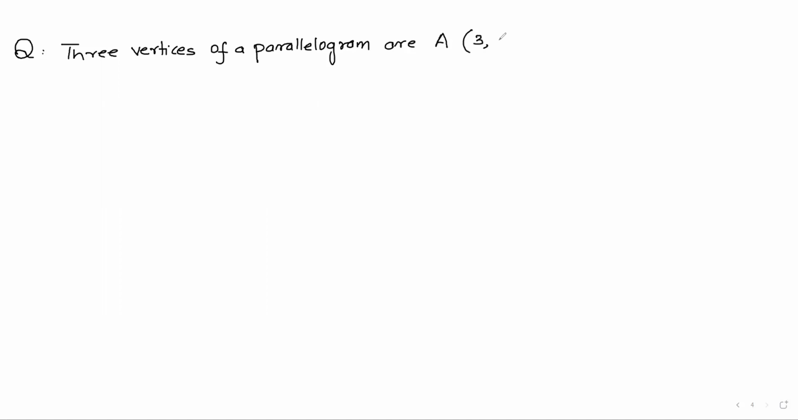Then we will start the next question. Next is, three vertices of a parallelogram are A is 3, minus 1, 2. B is 1, 2, minus 4. And C is minus 1, 1, 2.